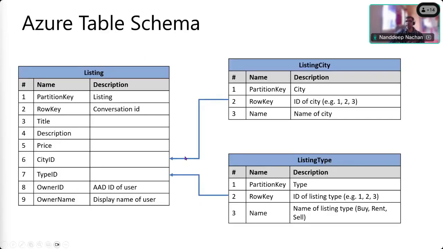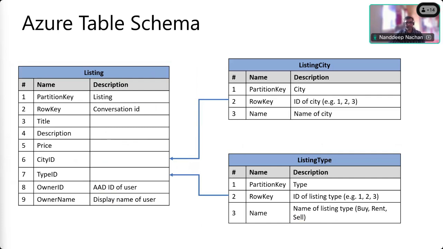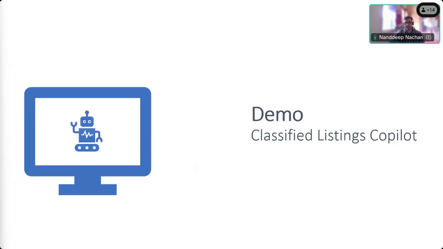So this is the entire schema that I'm going to use. Probably not a good form of normalization, but in one table I have a list of cities, and in the other table I have a list of types. For example, the buy, rent, or sell action the user wants to do. And this one will be our master table where I have the title, description, price, and city ID and type ID as foreign keys. And again, the name of the owner and the ID of the owner who is trying to buy, rent, or sell. Okay. So with that, let's get into a quick demo and see how that looks.